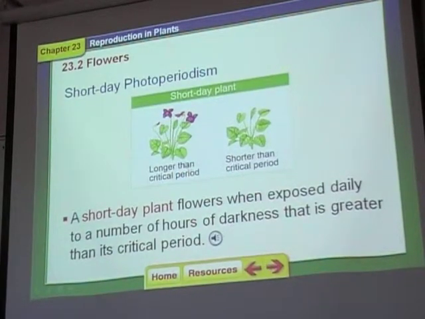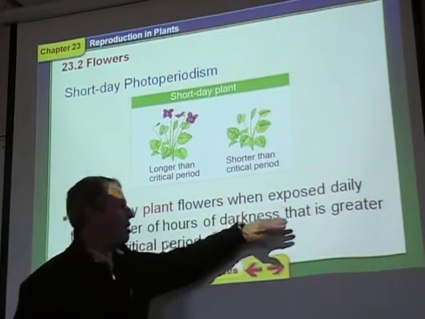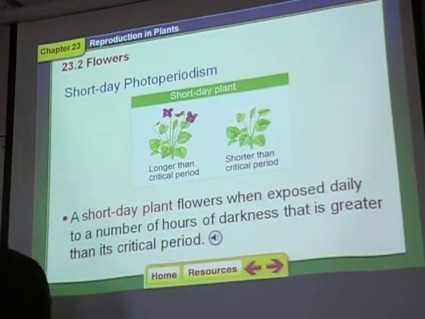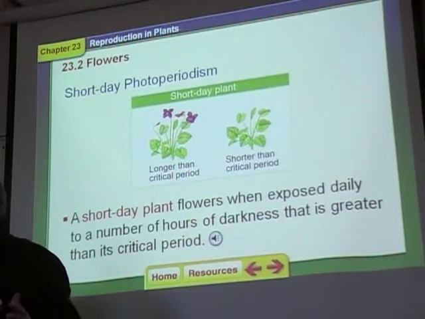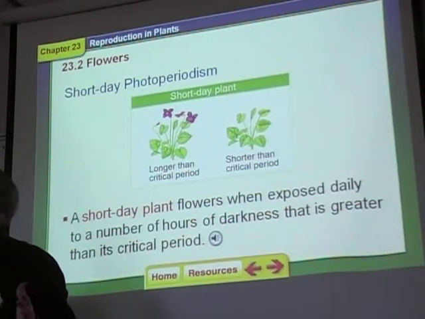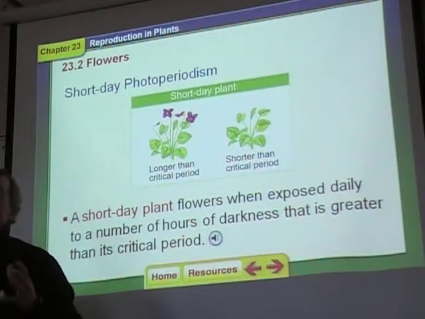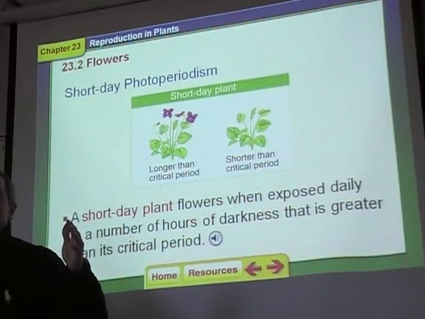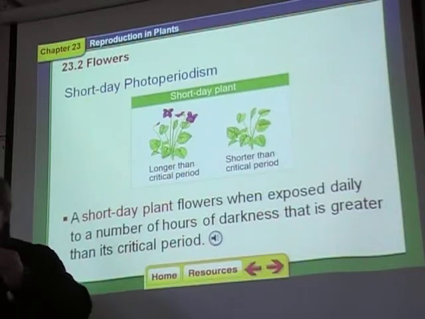And the first one is called a short day plant. A short day plant flowers when exposed daily to a number of hours of darkness that is greater than its critical period. The plant is waiting for a certain number of hours of darkness. Okay? Let's say the critical period is... What's the critical period? 8 hours. The critical period is a length of time.